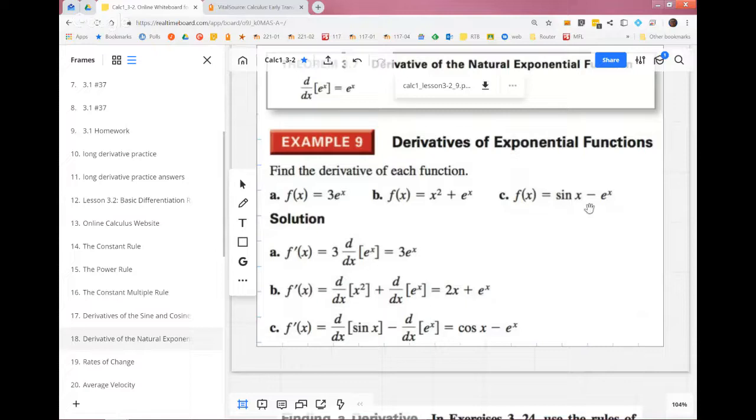And finally, part C, sine x minus e to the x. What's the derivative of the sine? Cosine. Okay. And what's the derivative of e to the x? e to the x. Answer, the derivative is cosine x minus e to the x. So this is what? The most joyful function of all for a calculus student? e to the x. Its derivative is itself.